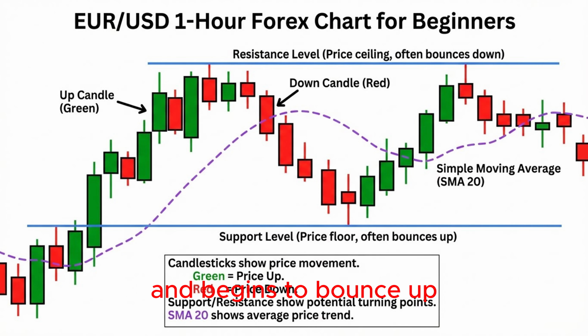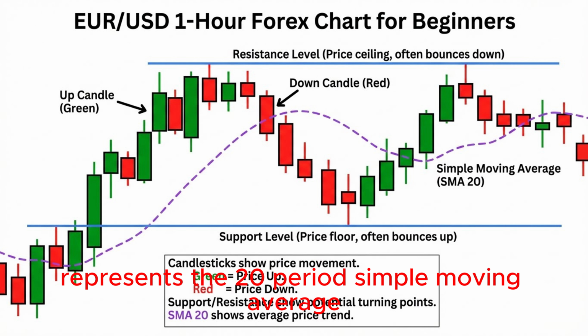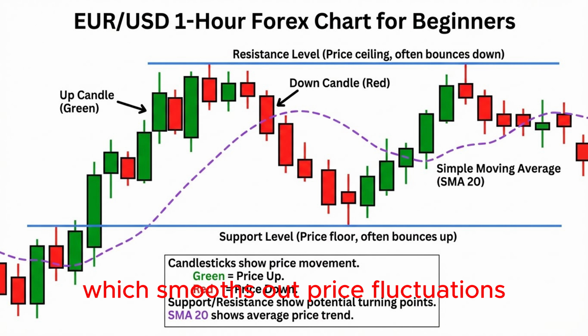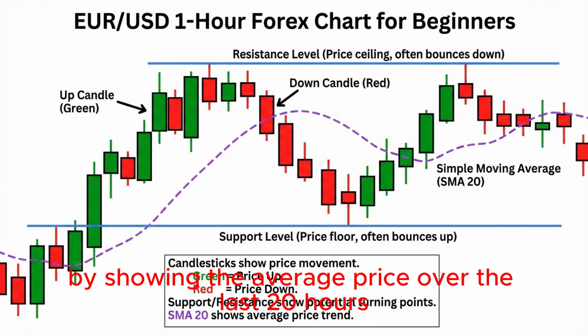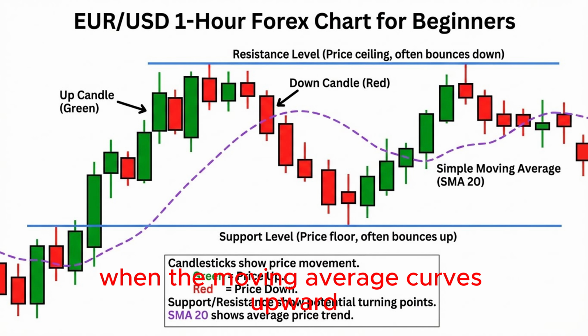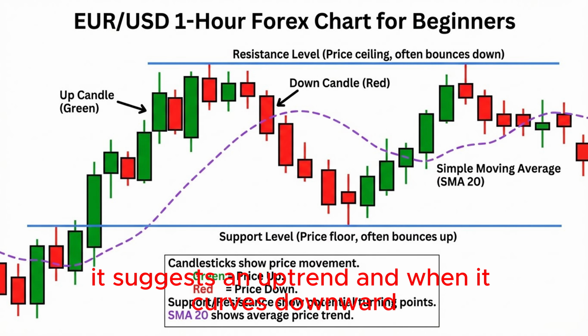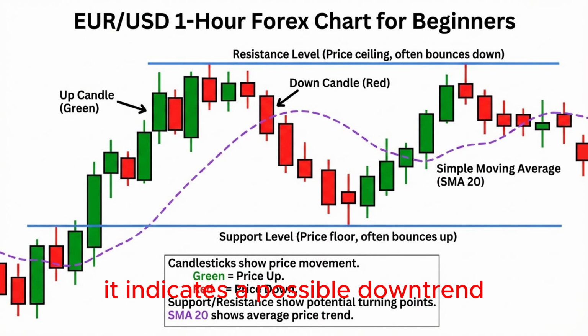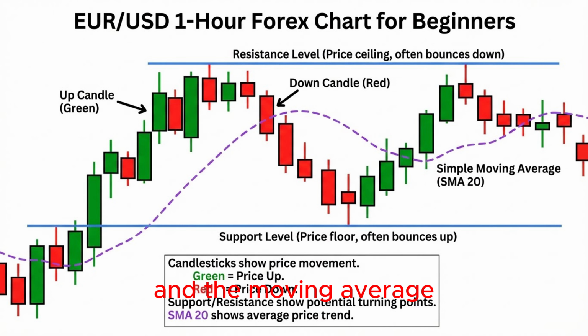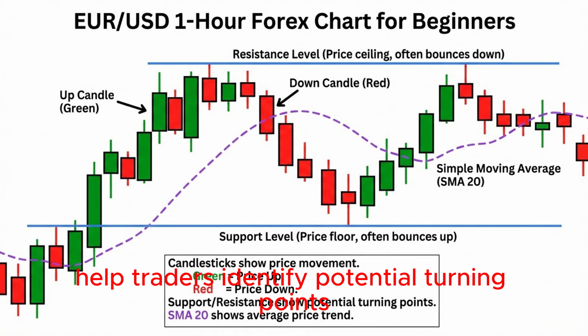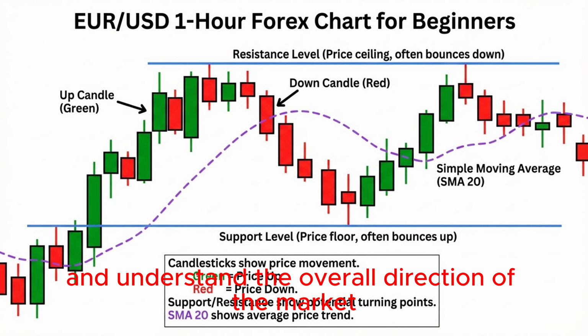begins to bounce up. The purple dashed line represents the 20-period simple moving average, which smooths out price fluctuations by showing the average price over the last 20 hours. When the moving average curves upward, it suggests an uptrend, and when it curves downward, it indicates a possible downtrend. Together, the candles, the support and resistance levels, and the moving average help traders identify potential turning points and understand the overall direction of the market.